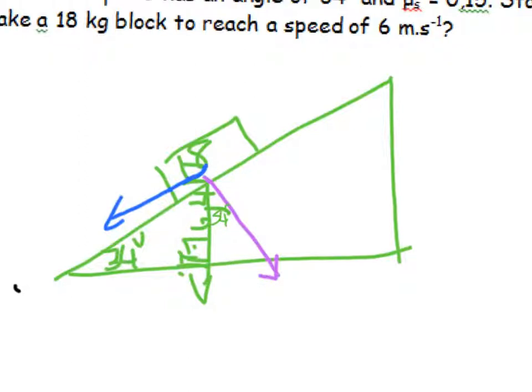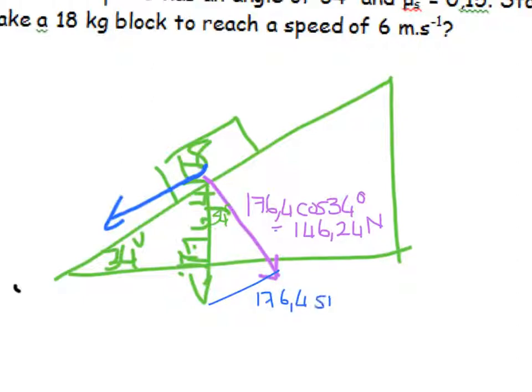There we go. And now we need to work out the vertical and the horizontal component. This is the adjacent side, so it's 176.4 cos of 34 degrees, and that turns out to be equal to 146.24 newtons. Then we have to work out the opposite side, so it's 176.4 sine of 34 degrees, and that's going to be equal to 98.64 newtons.